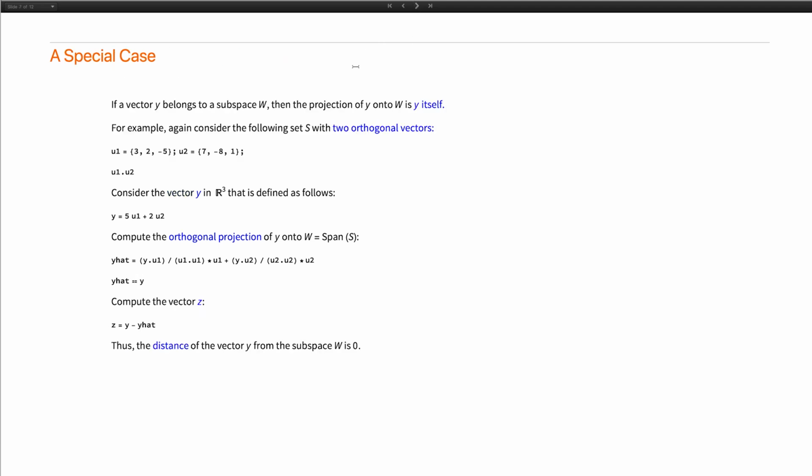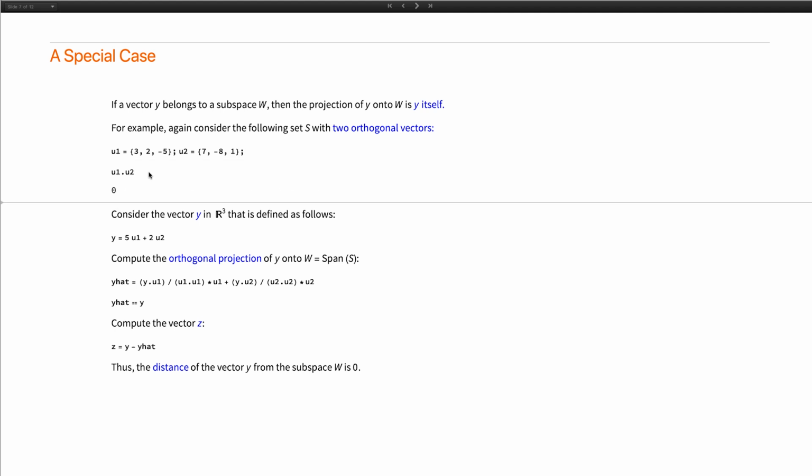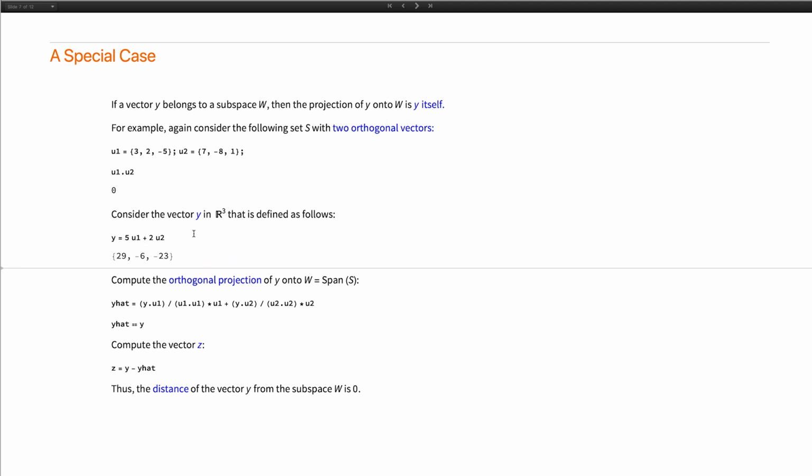Okay, now what happens is that sometimes the vector y might actually belong to W itself. In that case, the projection of y onto W is y itself. There's nothing to project really. So for example, here you have two vectors u1 and u2 just like before. They are perpendicular, orthogonal, and you take a linear combination of u1 and u2, so you have a vector that belongs to the same subspace.